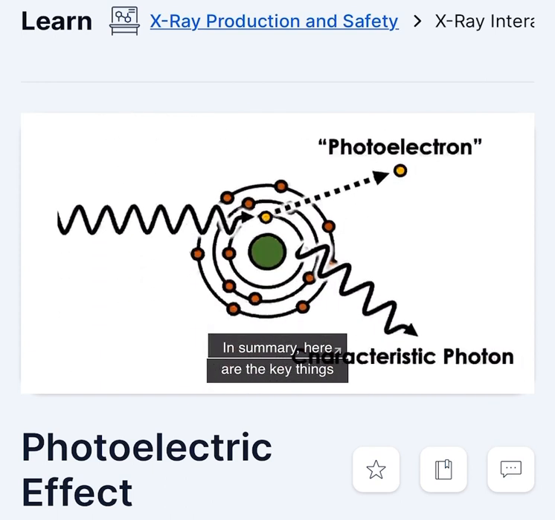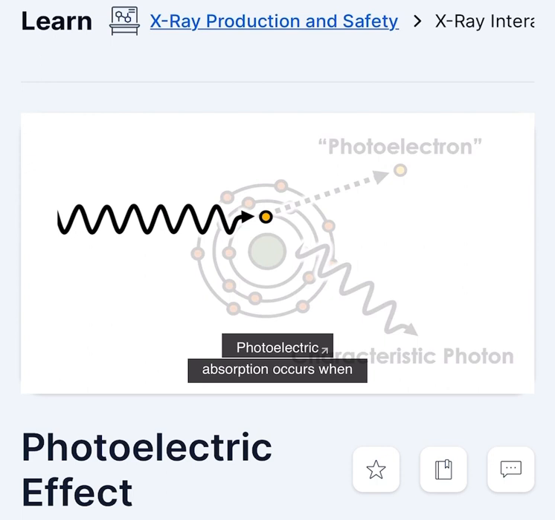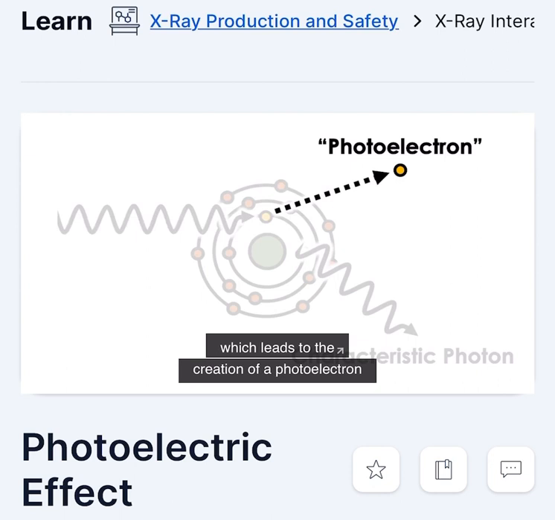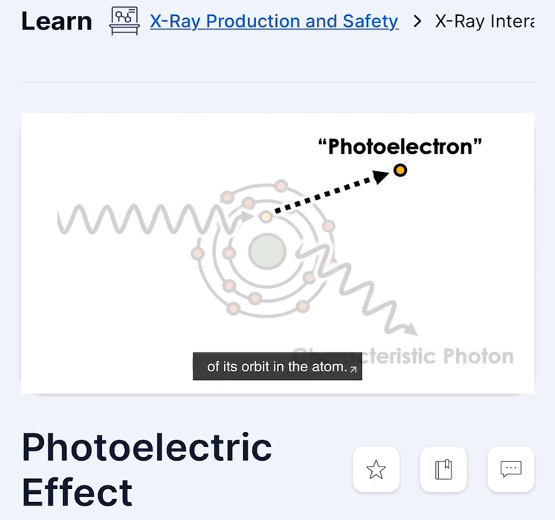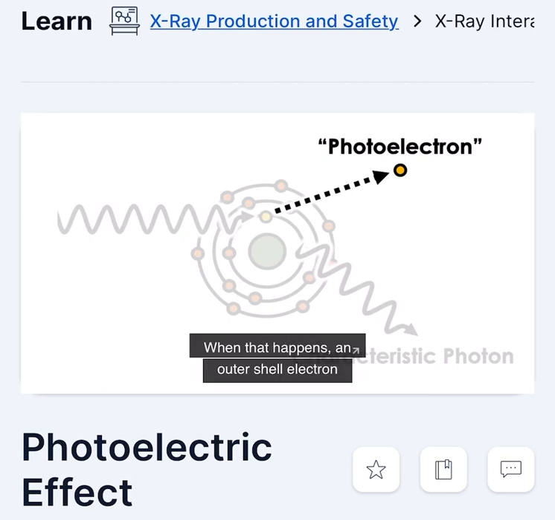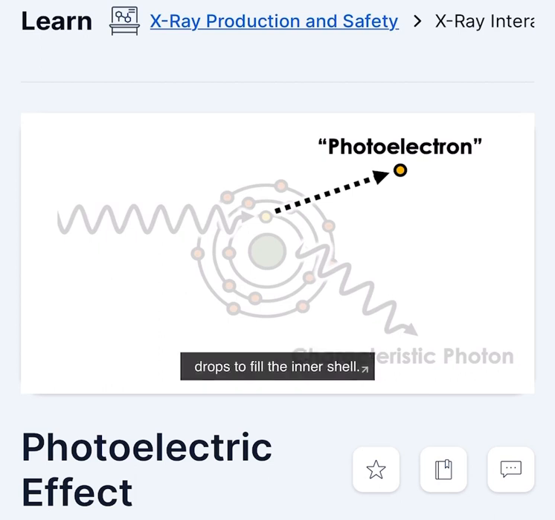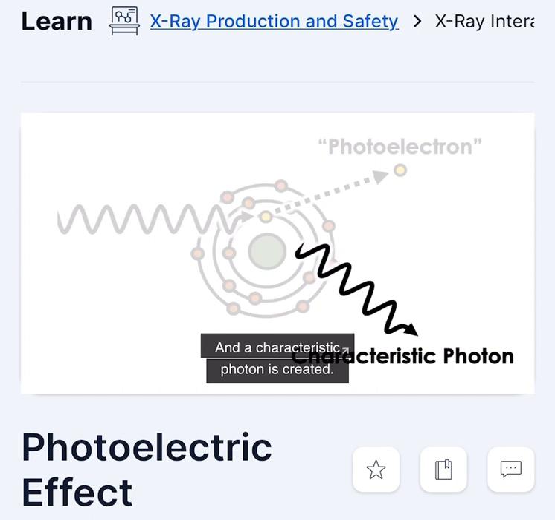In summary, here are the key things that we need to know about photoelectric absorption. Photoelectric absorption occurs when a photon enters the body and interacts with an inner shell electron. When this happens, the photon is fully absorbed, which leads to the creation of a photoelectron because that electron gets kicked out of its orbit in the atom. When that happens, an outer shell electron drops to fill the inner shell, and a characteristic photon is created.